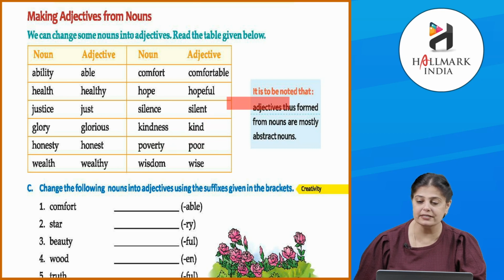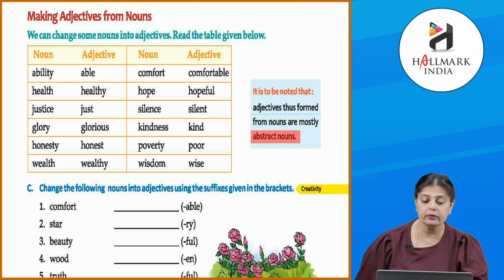wisdom, wise. Okay, it is to be noted that adjectives thus formed from nouns are mostly abstract nouns. The nouns from which we make adjectives are generally abstract nouns. Okay, so now quickly practice this by solving the exercise.